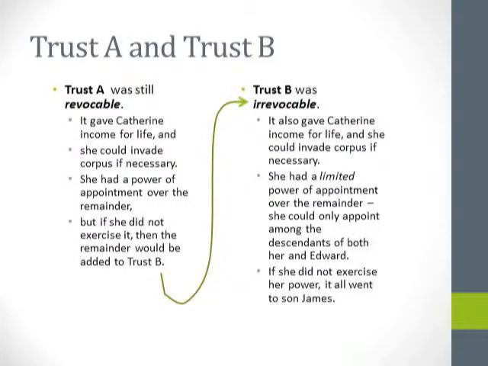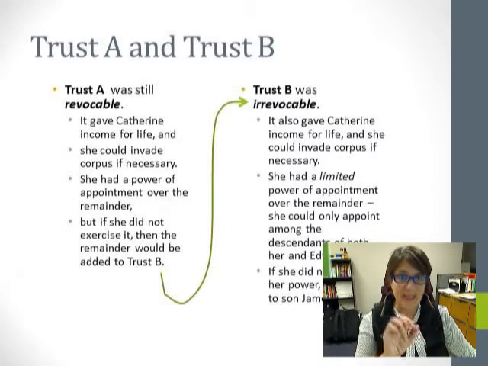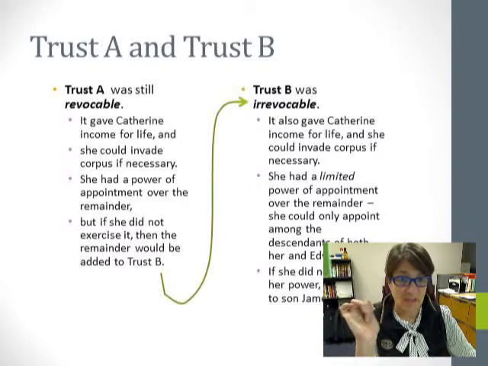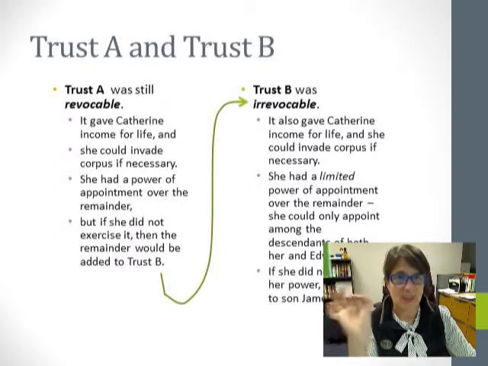Now, Trust B is irrevocable. This is basically his half. It gives her income for life, and she can invade corpus if she needs it. She has a limited power of appointment over the remainder. She can only appoint among their joint descendants, right? So hers and Edward's kids. But if she doesn't exercise her power, it all goes to her son, James. So that means everything could go to James, and if nobody does anything, that's what will happen.